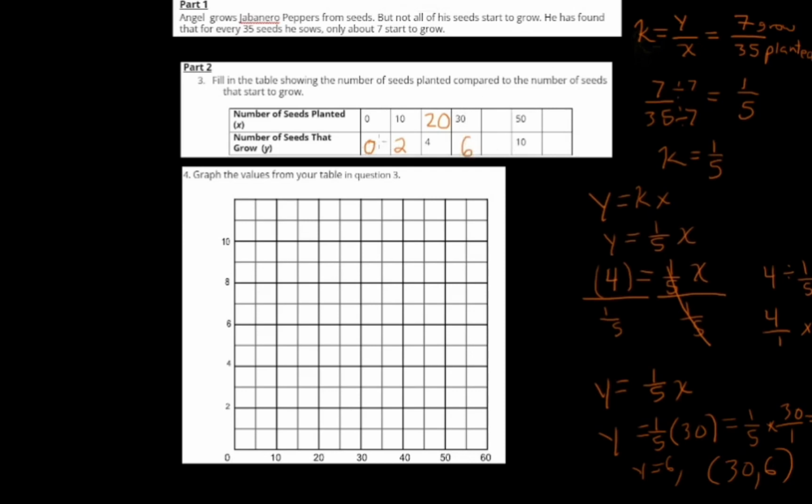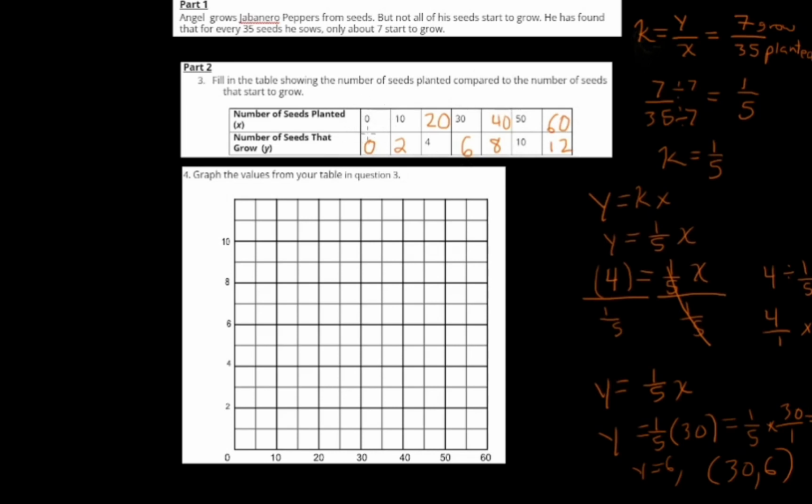And look at that, 30 and 6. Let's just zoom out and look at the pattern now. 0, 2, 4, 6, 8, 10, 12. Go on the top. Notice how the x's count by 0, 10, 20, 30, 40, 50, 60. That's a characteristic of proportional tables. You'll be able to do that process on a proportional table.